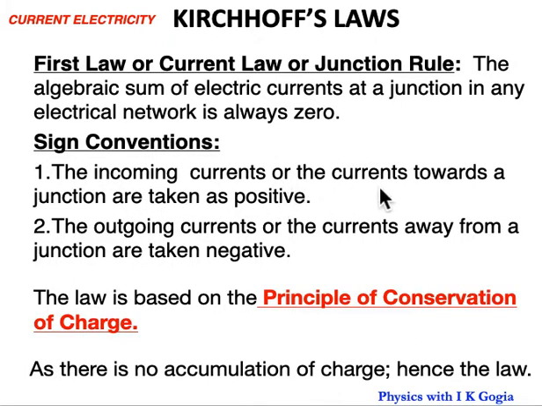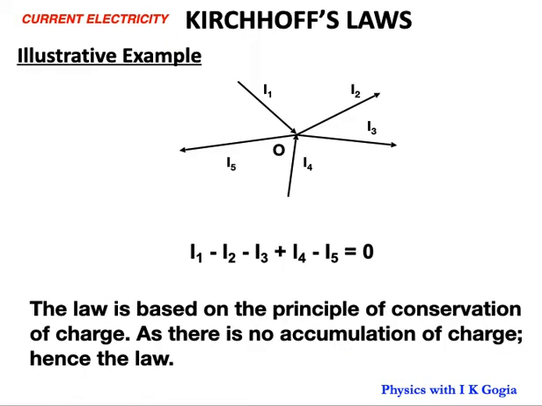The incoming currents or the currents towards a junction are taken as positive. Likewise, the currents leaving the junction or outgoing currents will be taken as negative. The law is based on the principle of conservation of charge. Remember, in an electric circuit there is no source from which charge is produced and there is no sink to which the charge is rejected. Hence, the principle of conservation of charge leads us to the current rule or junction rule.